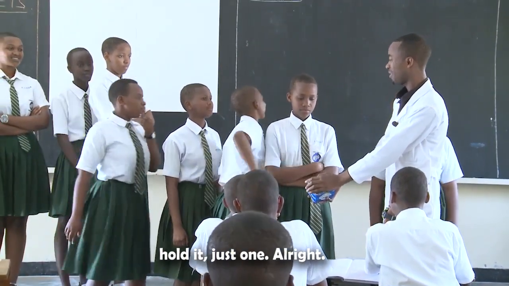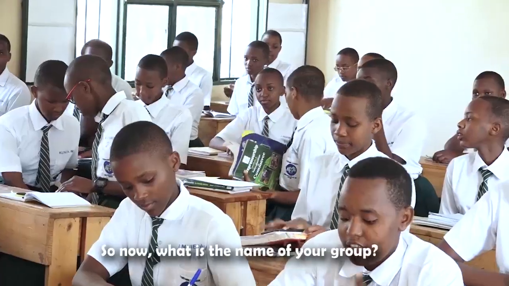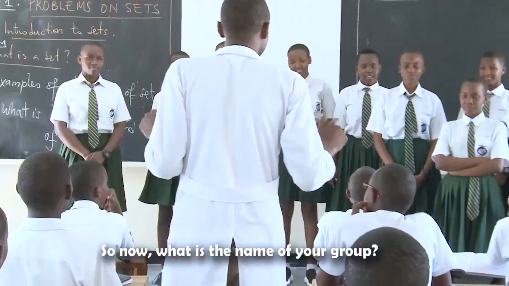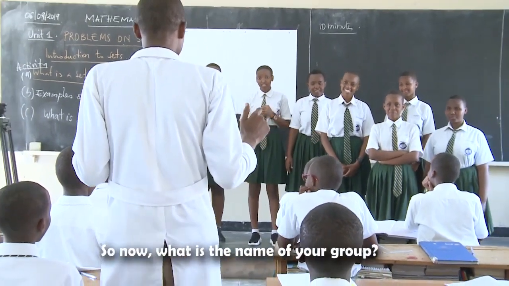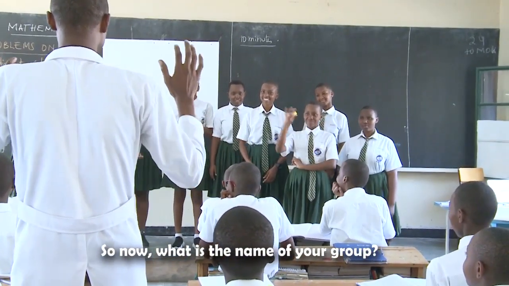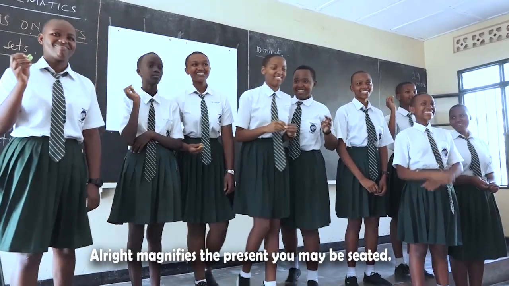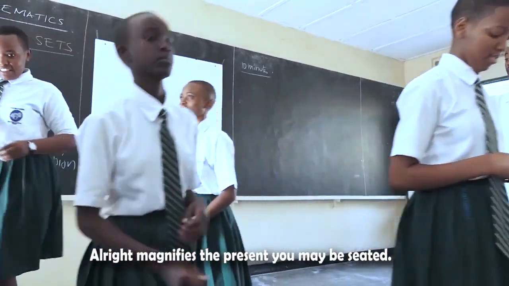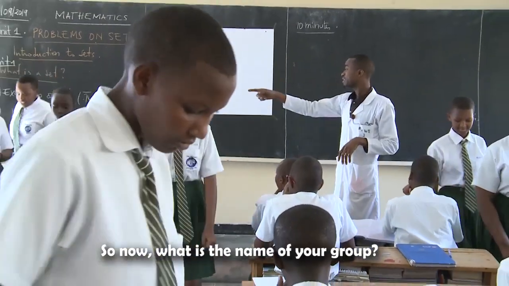Just one. All right. So we are going to number 1 up to 3, and then you show us the color. Are you ready? Okay, 1, 2, 3. Show us the color. All right. That group has to present. You may be seated. So now, what is the name of your group?